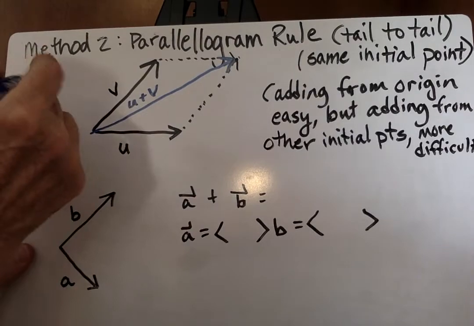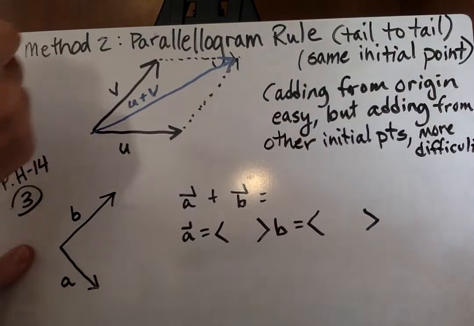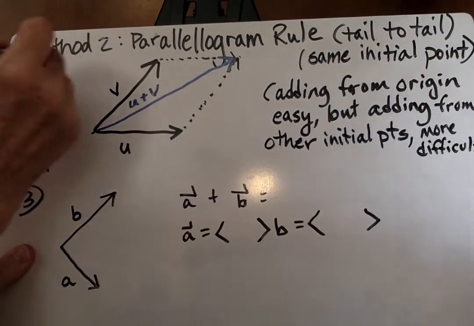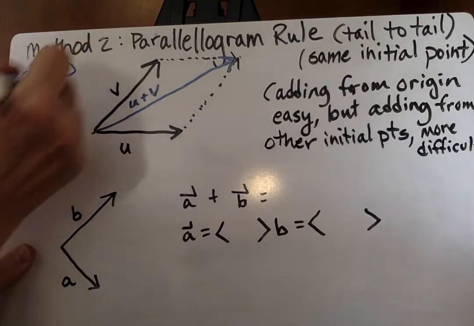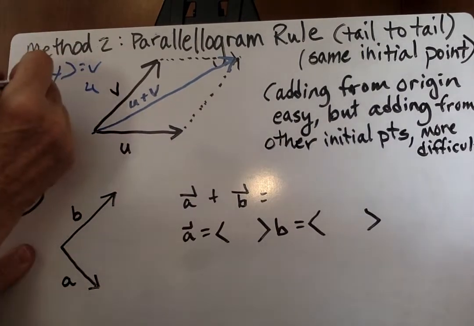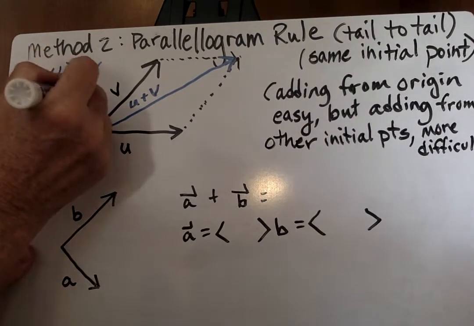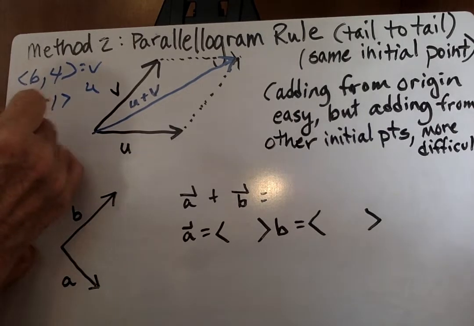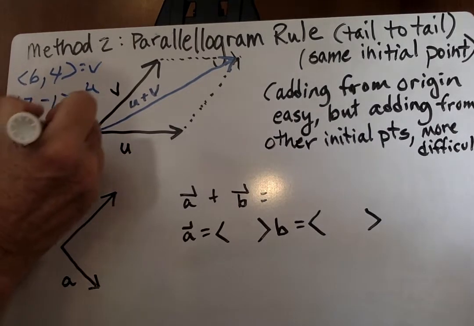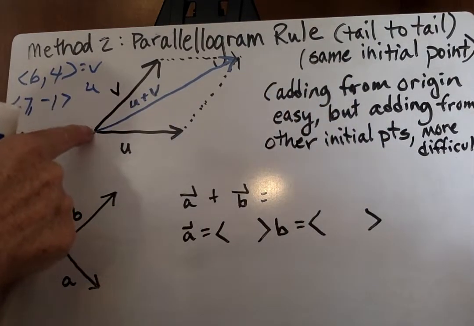So if you're adding from the origin, say V was, let's see. Oh, well, I'll do an example. Well, let's see if it was 6, 4, that was V. And if we said U was 7, -1, then you could simply add 7 plus 6, and the resultant vector would be 13, comma 3. Okay, so I simply add the x's and then add the y's. Okay, but that becomes very much more challenging when it's not started at the origin.